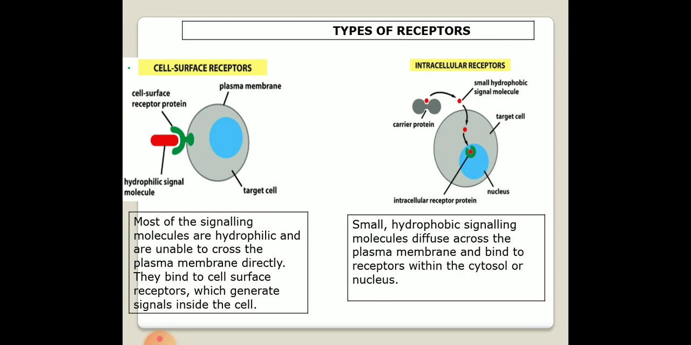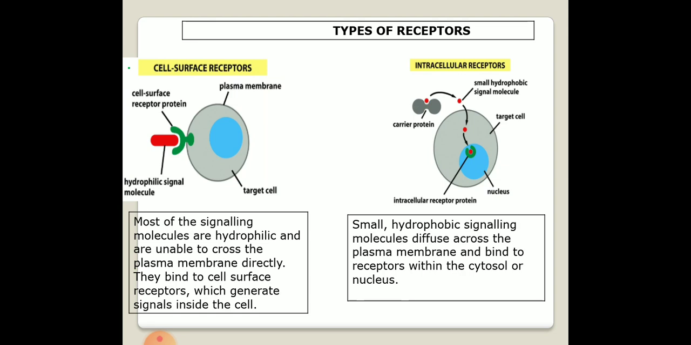Thus here the signaling molecule binds to the receptor present on the surface of the cell. Thus the signaling molecule can be hydrophilic as they are binding from the outside. They don't need to cross the plasma membrane. Thus here the signaling molecules are hydrophilic.